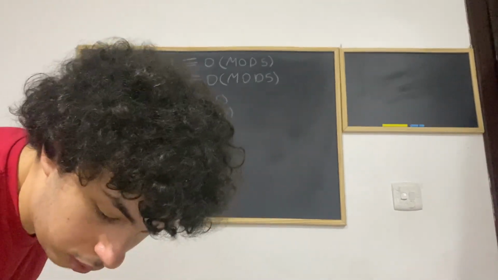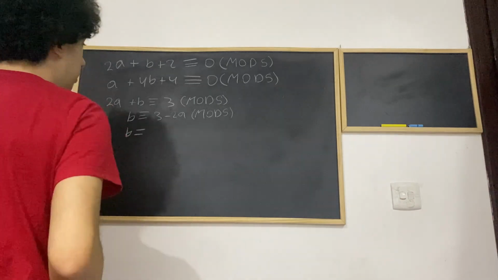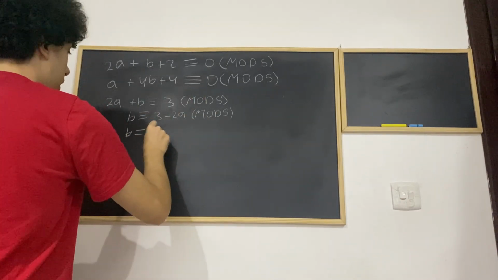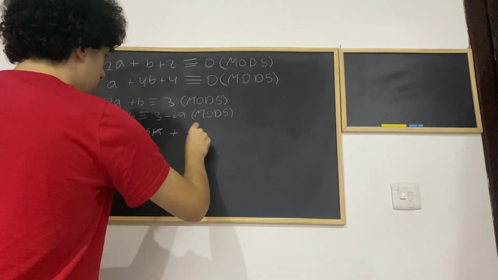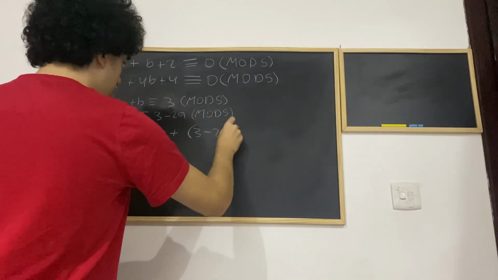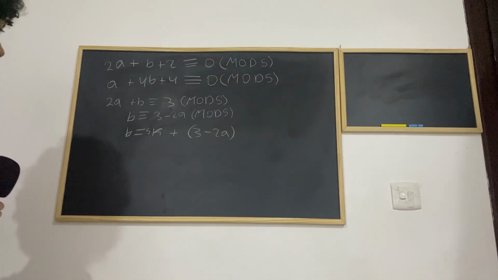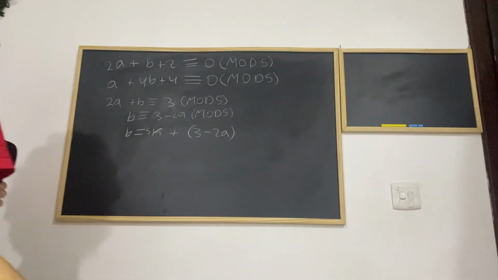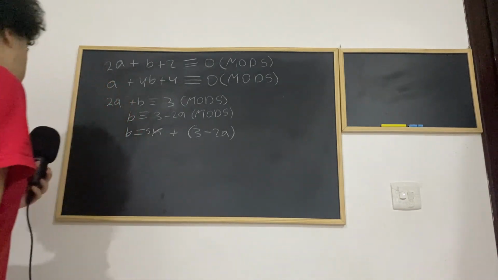And there he goes. Right, so b is equal to, let's use k, right? So k, 5k, plus the remainder, which is 3 minus 2a. Now, k is just an integer, right? K is just an integer number. Could be 1, could be 2, could be 3. Just an integer number. I think, yeah, it could even be 0, right? So, here we have an equation for b.